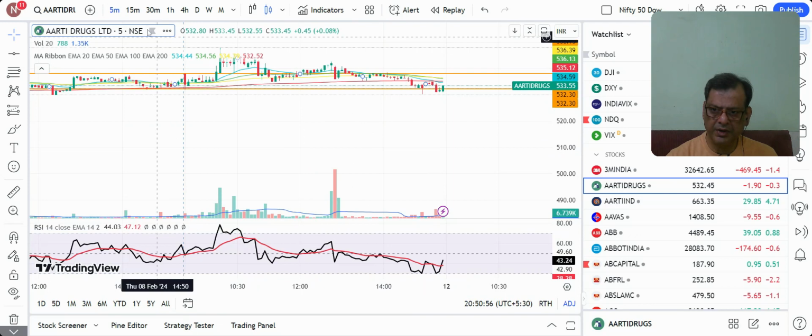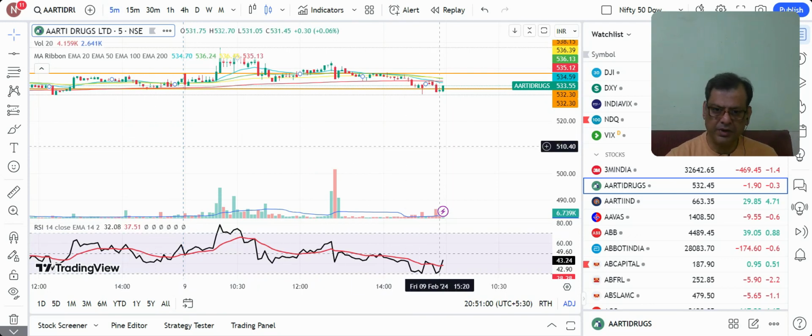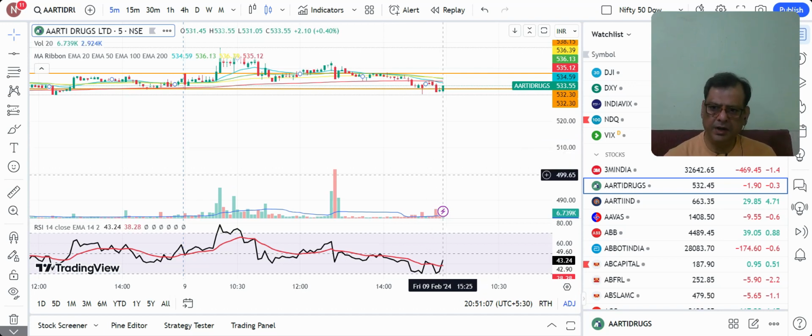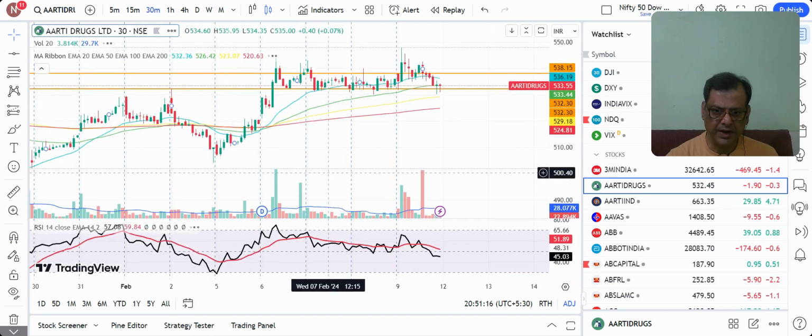Let's look at opening range breakout. We are going to be talking about how to take intraday trades using an opening range breakout. Now, opening range breakout can be on any time frame that you choose to. Since we're talking intraday, we will go for a 30-minute breakout.